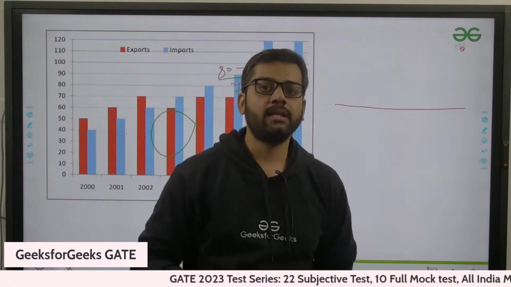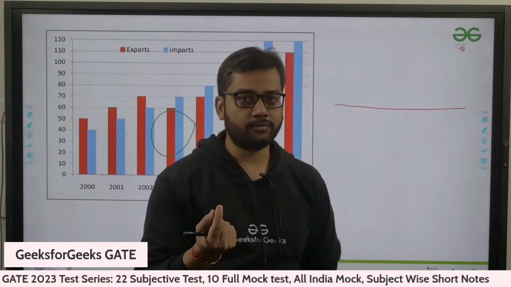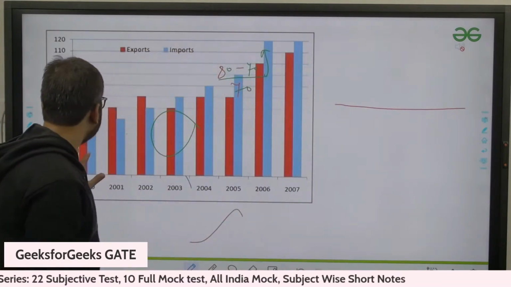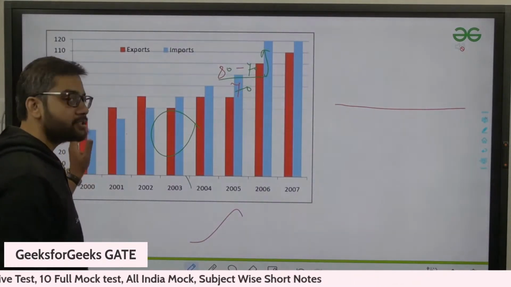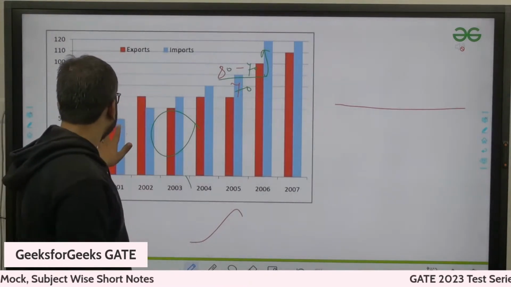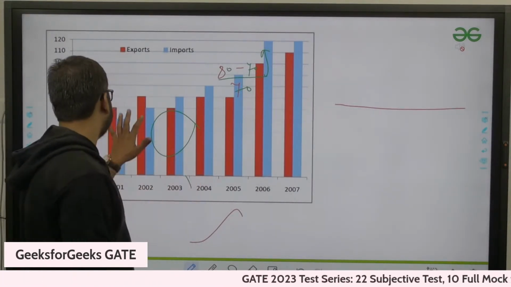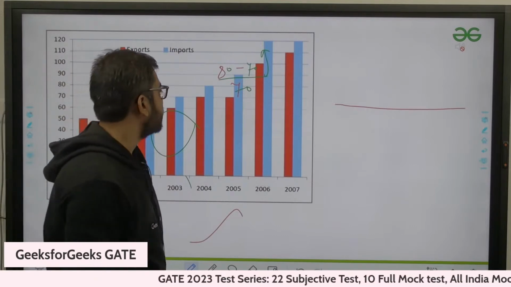In the examination, if you don't apply this basic technique, it will not alter your answer, but it will kill some amount of your time. If I'm doing import minus export here, 40 minus 50 gives you minus 10. It means this is not our answer. Here it's 50 minus 60, again minus 10. This is not acceptable. 60 minus 70, not acceptable.